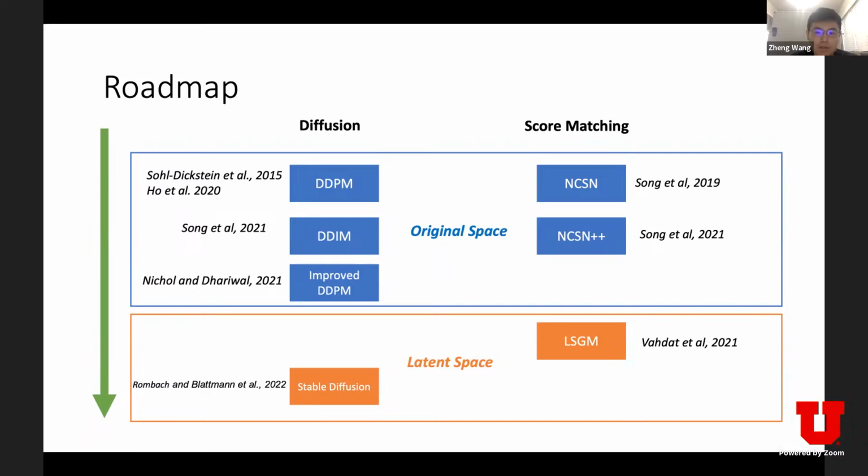Here I categorize them into two categories, which are conducted in the original space and the latent space, and the two separate development lines. The first one is inspired by the statistical thermodynamics, and the second one is based on the score matching method.